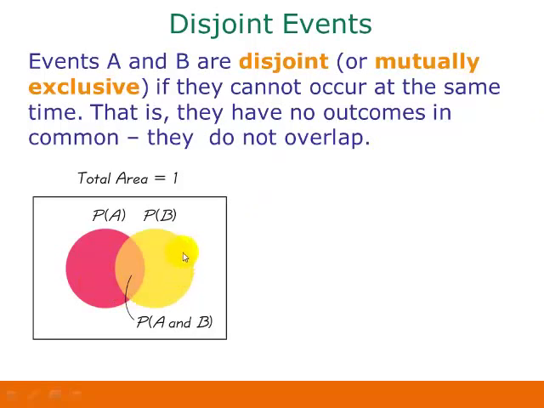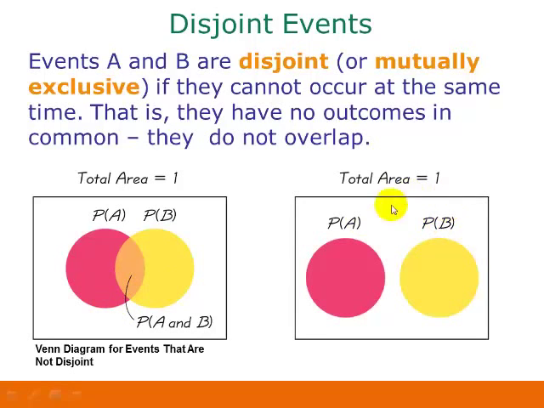So here's a picture of 2 events that do have an overlap. Notice we've got 2 circles here. We've got an overlap in the middle. So these 2 events are not disjoint. These 2 events are disjoint because they don't have any overlap.